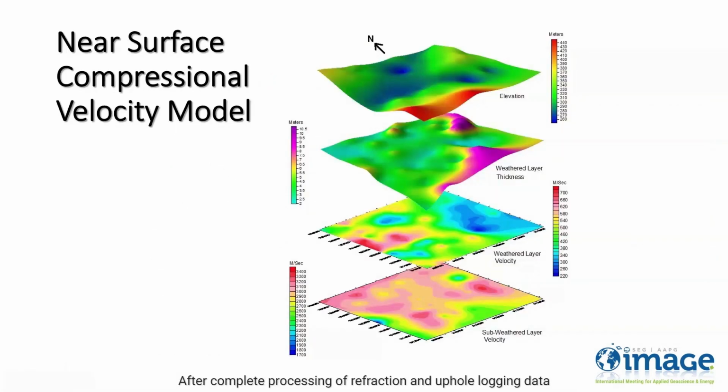After complete processing of refraction and uphole logging data for the whole survey area, this is the resultant 3D visualization of the near surface. At the top we have a 3D surface of the topography. Below it we have the spatial distribution of weathered layer thickness, and then we have the color maps of compressional velocities of weathered and subweathered layers.